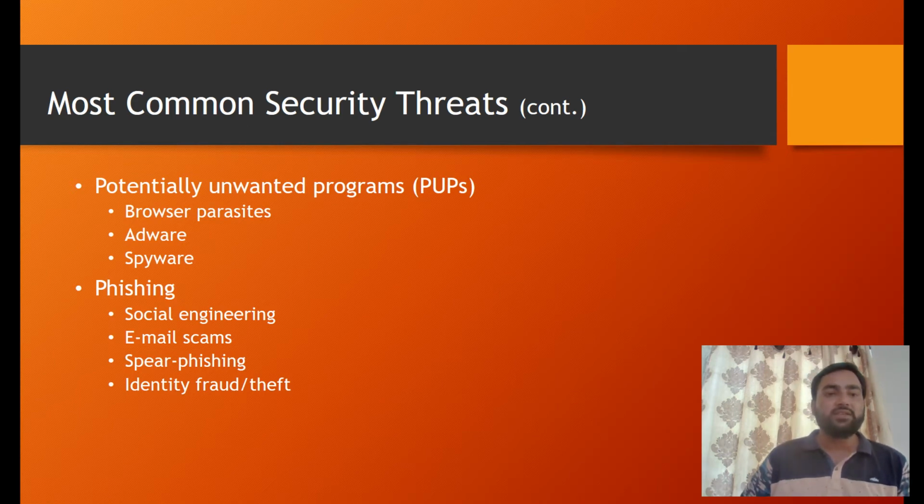The first one is social engineering. Social engineering is that kind of behavior in which, unknowingly, the user itself gives the information to some trustworthy person, but sometimes that trustworthy person turns into an attacker and starts stealing the information of the user.